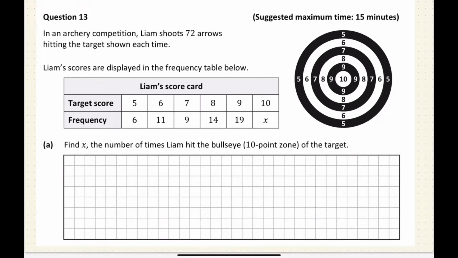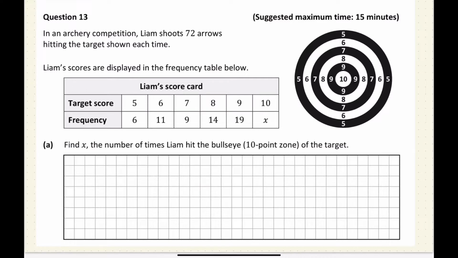Okay, so this is question 13. It was a statistics question. In an archery competition, Liam shoots 72 arrows, hitting the target shown each time. Liam's scores are displayed in the frequency table below. Find X, the number of times Liam hits the bullseye, the 10-point zone of the target.